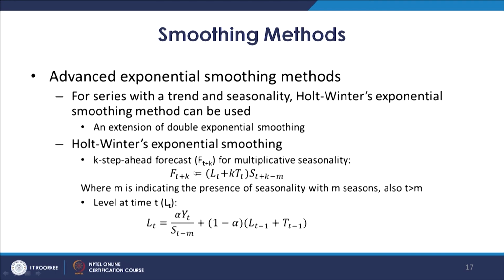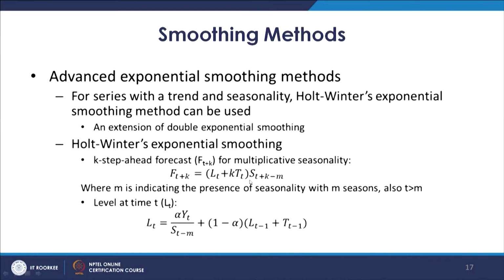Now we can see the k step ahead forecast F t plus k, and these equations we are writing for multiplicative seasonality. So, we are assuming here that multiplicative seasonality is present. Therefore, values from one season to another are changing in percentage amounts. In additive seasonality they change by a constant amount, but in multiplicative seasonality they change by a percentage amount. Therefore, we multiply by that factor. So, you can see F t plus k, and we are multiplying by this seasonality factor to compute this value.